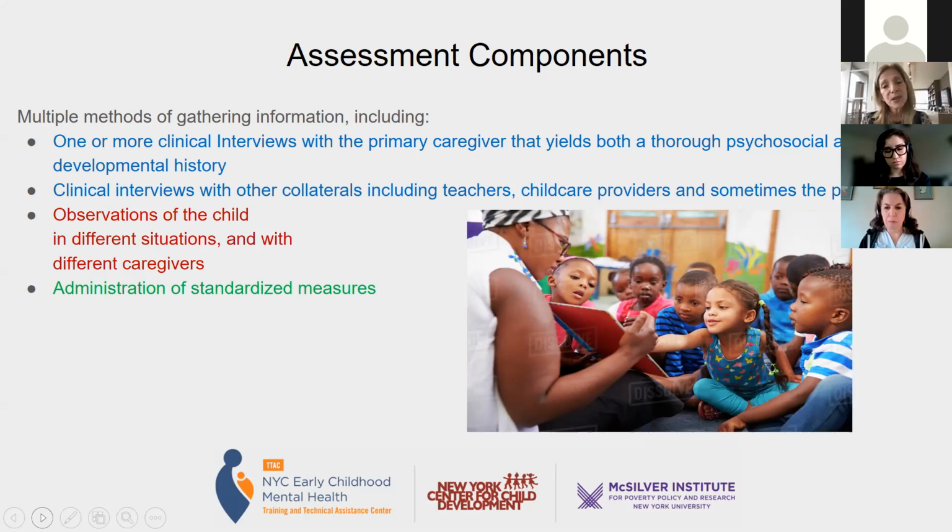And then in addition to these clinical interviews, we like to have direct observations of the child as part of an assessment, sometimes if we can in different situations or with different caregivers. And then lastly, although not necessarily in that order, the use and administration of standardized measures. So assessment should be multimodal and have many components to it.